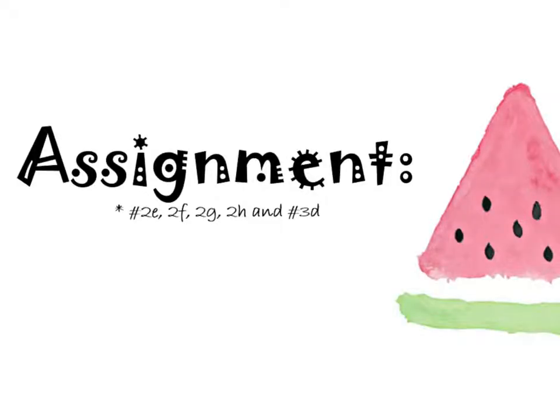Your assignment is to work on 2E, 2F, 2G, 2H, and 3D. Check your work with the answer keys and make corrections if needed. Put the problem set in your take-home folder, then work on the exit ticket. For number 2 on the exit ticket, just do the first row of the chart. If you want to try the last row, you can.